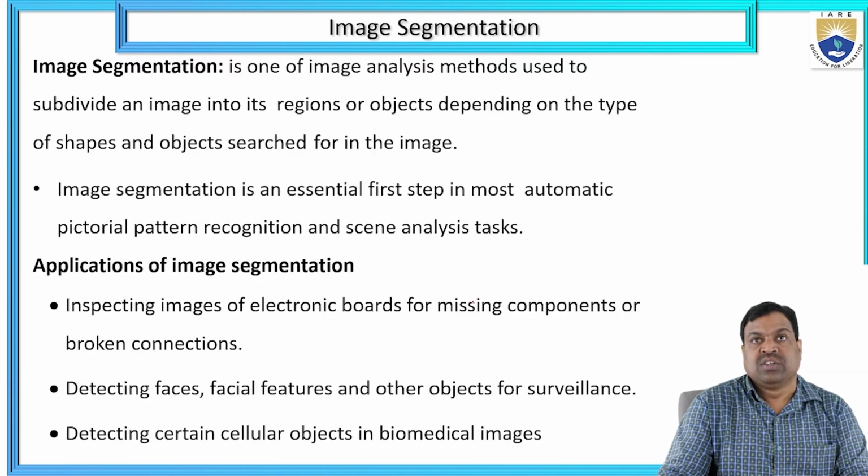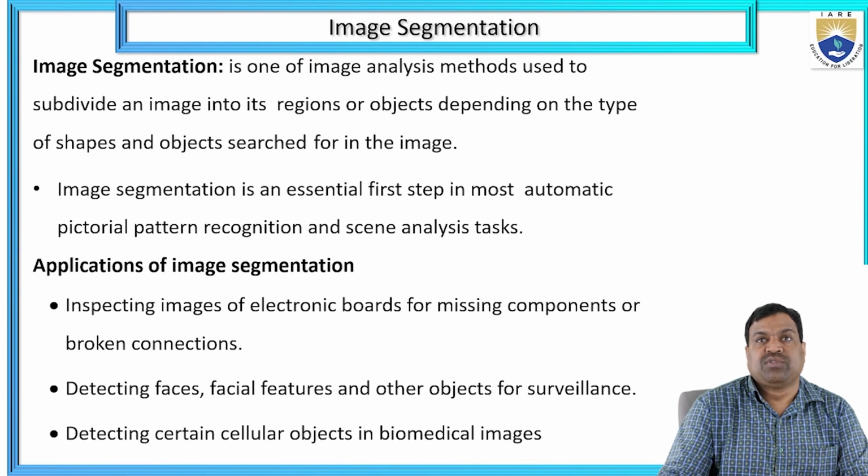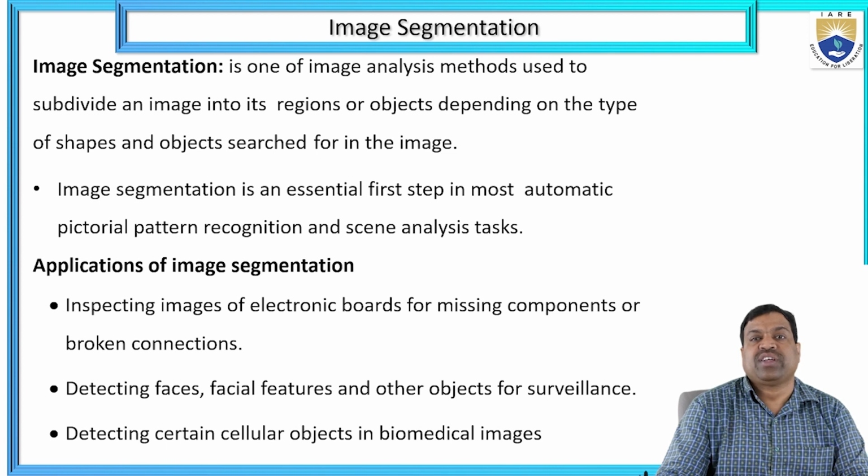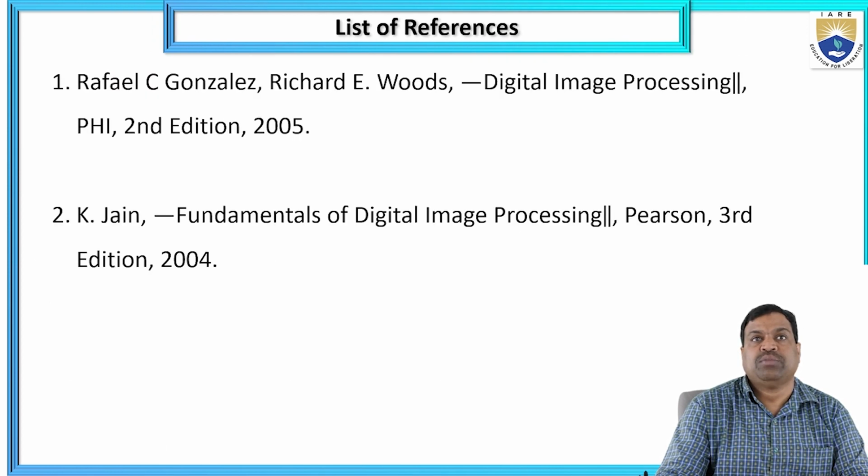Image segmentation is one of the image analysis methods used to subdivide an image into regions or objects depending on the type of shapes and objects searched for. Image segmentation is an essential step in most automatic pictorial pattern recognition. Applications of image segmentation include inspecting electronic boards for missing components or broken connections, detecting faces, facial features and other objects for surveillance, and detecting certain cellular objects in biomedical images. These are the references for that.